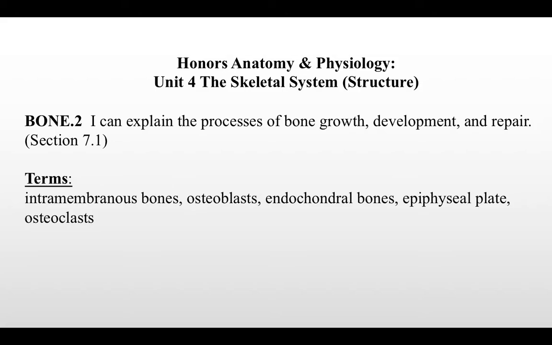Your standard for BONE.2 reads, I can explain the processes of bone growth, development, and repair. And we're still in section 7.1 of your textbook. You'll see there's not a lot of terms listed down below, but I promise you the processes involved are pretty dense, and that's why I tried to keep this standard down to those two things. You'll see intermembranous and endochondral. Those are the main types of bones we'll be talking about.